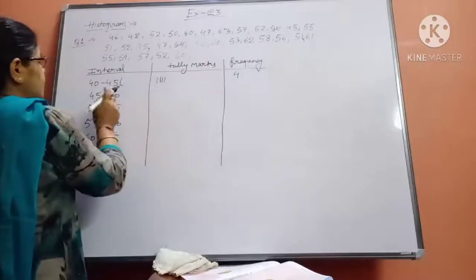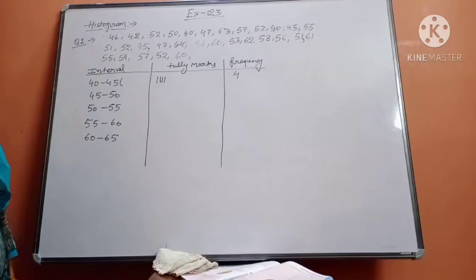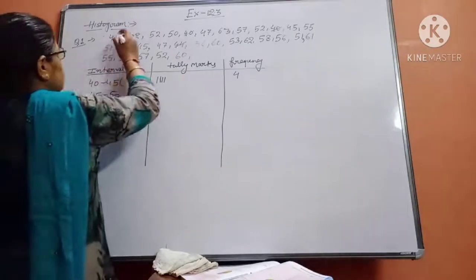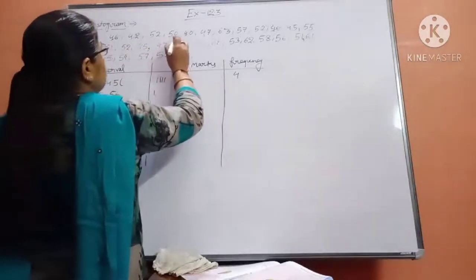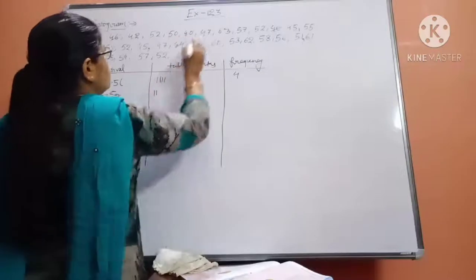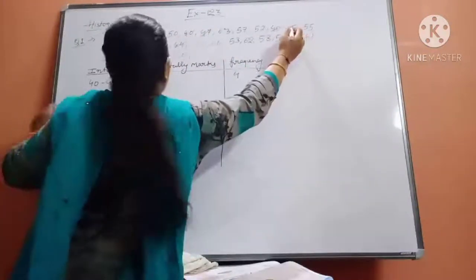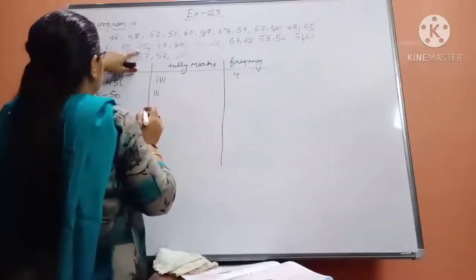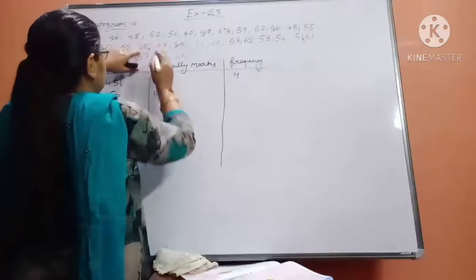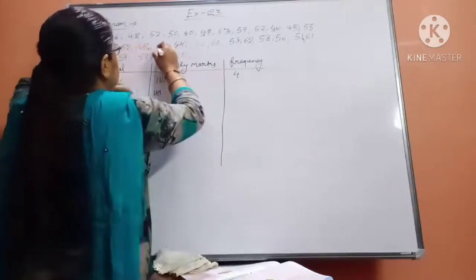45 to 50. 50 will not be included. So 45, 46, 47, 48, until 49 you will take. So 46 will be there, first 1. 50 will not come here. 47, 2, cancel them so that you will not have any problem. So 45 will be included in this interval. Then 45 again, 4, then this one 5. Cancel this one also.